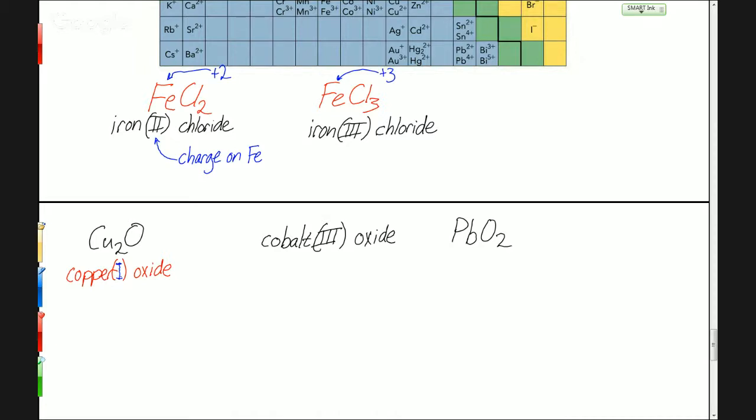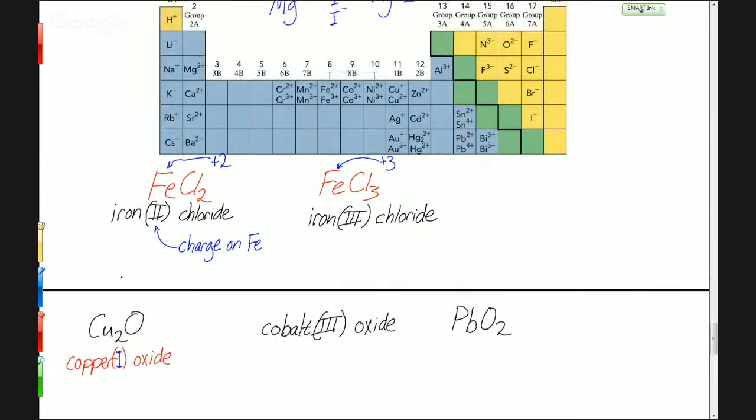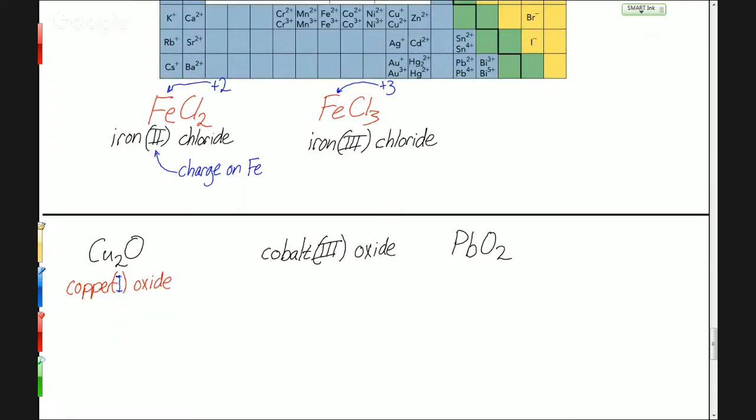All right. Did anybody come up with a formula for cobalt-3 oxide? CO3. So like this, COO3. Is that right? Make it something different? CO2. CO. So you got Co2O3.